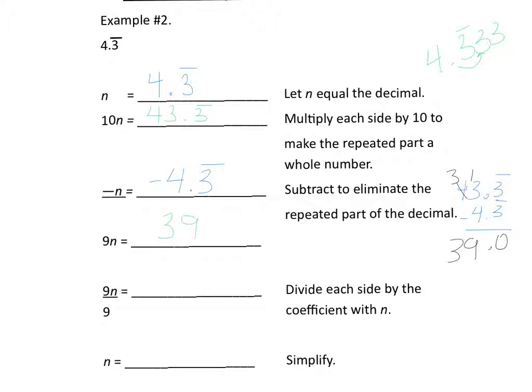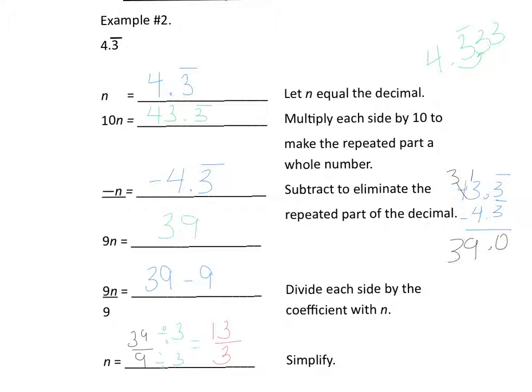We now can come in, and we're going to divide 39 divided by 9, which we know we can write as the fraction 39 over 9. Now we're going to simplify top and bottom by 3. And 3 goes into 39 13 times, 3 goes into 9 3 times. So we end up with 13 over 3.